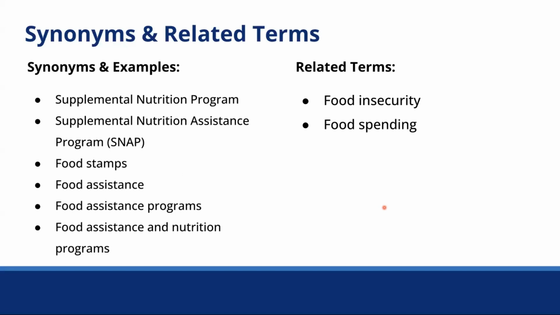In this example, if we were specifically focusing on the SNAP program, we would want to add to our list Supplemental Nutrition Program, Supplemental Nutrition Assistance Program, the acronym SNAP, and food stamps. Depending on the scope of our research interest, it might be useful to also search for general terms like food assistance programs, food assistance and nutrition programs. Even broader than that, we might want to search for food insecurity or food spending.